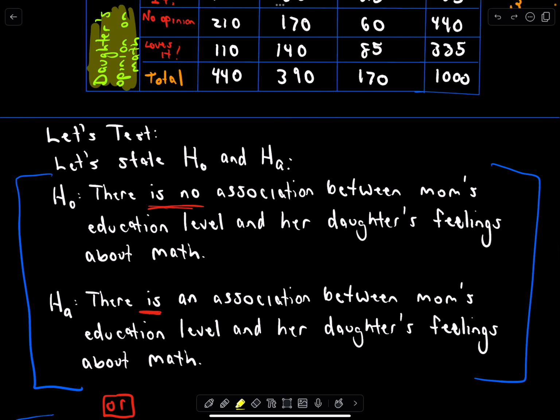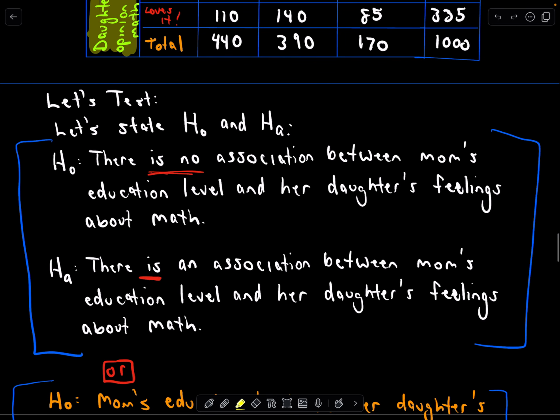Okay, so this is what we're actually doing. This is our hypothesis test. Let's state our null hypothesis and our alternative hypothesis, and they're pretty much always going to be this. Your null hypothesis is no association. So they're independent: mom's education level in no way impacts how her daughter feels about math.